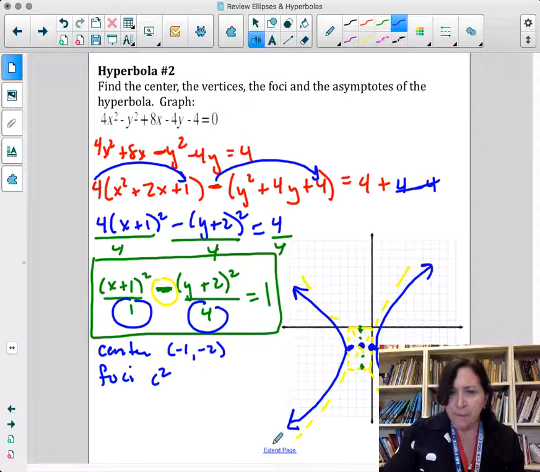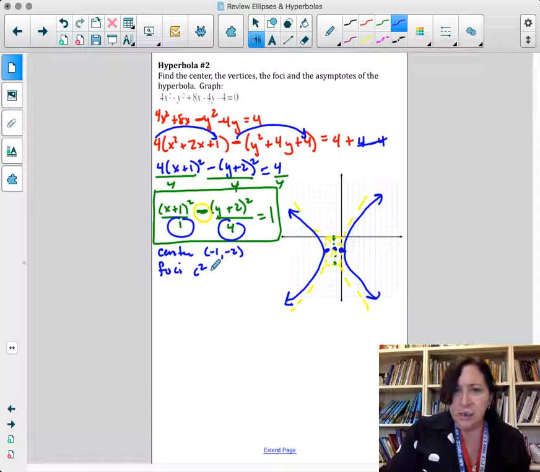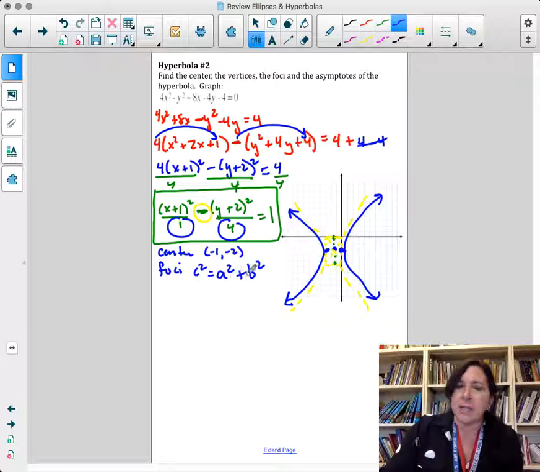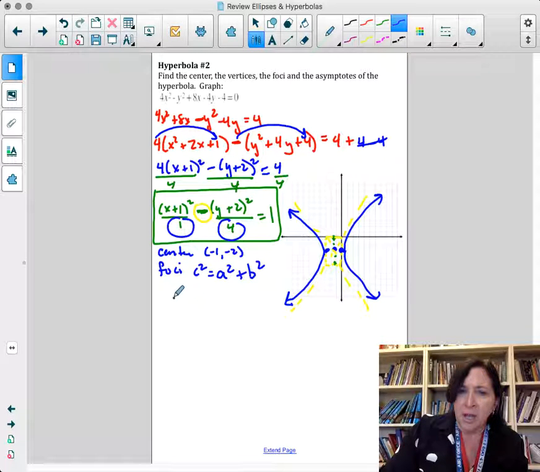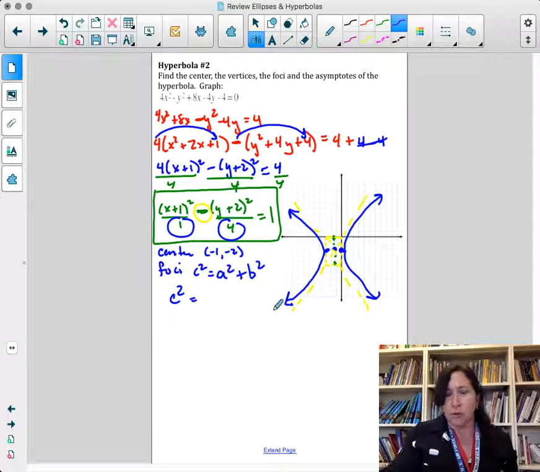We need to find out where our focal points are, and so we're going to use the formula c squared. Let me make this go up. c squared is equal to a squared plus b squared. Remember, for an ellipse, it's a squared minus b squared. The difference between a and b in a hyperbola is that a is just the positive value. So it doesn't have to be greater than, whereas in an ellipse, your a value is always greater than b. But in a hyperbola, it does not have to be, as you saw in the last example too.